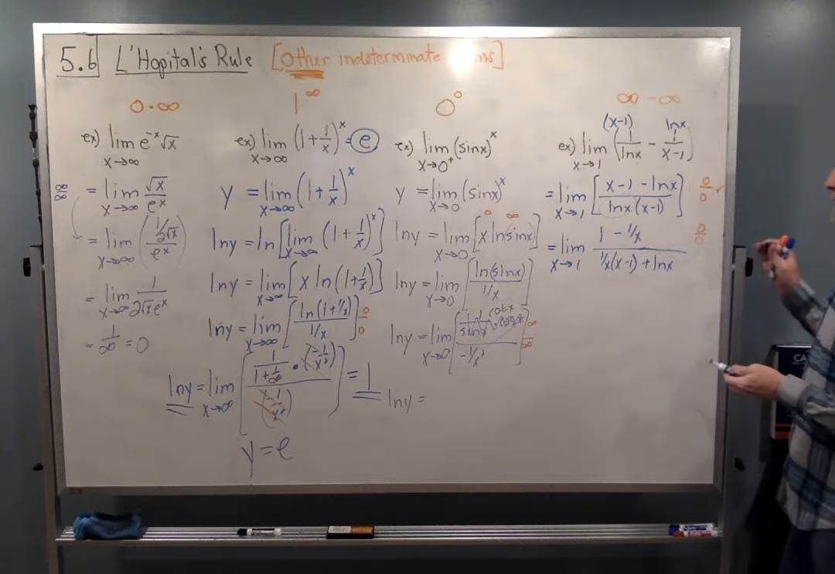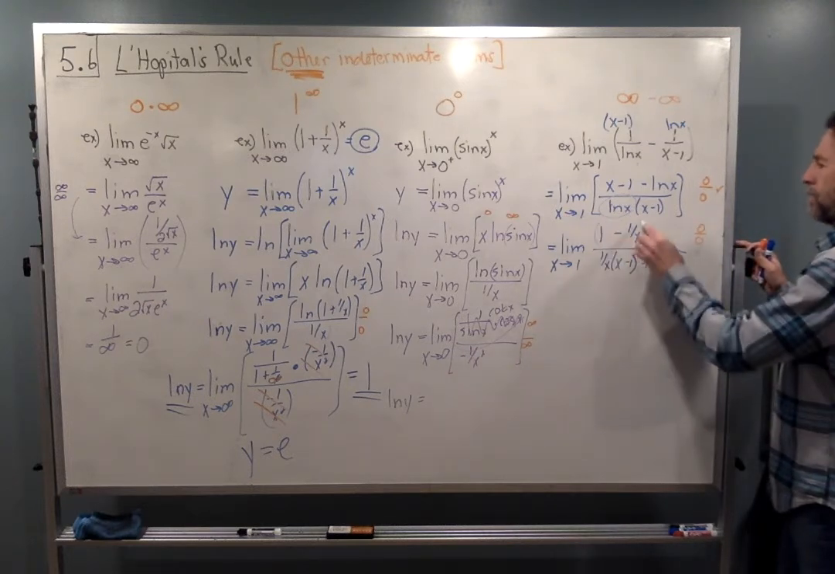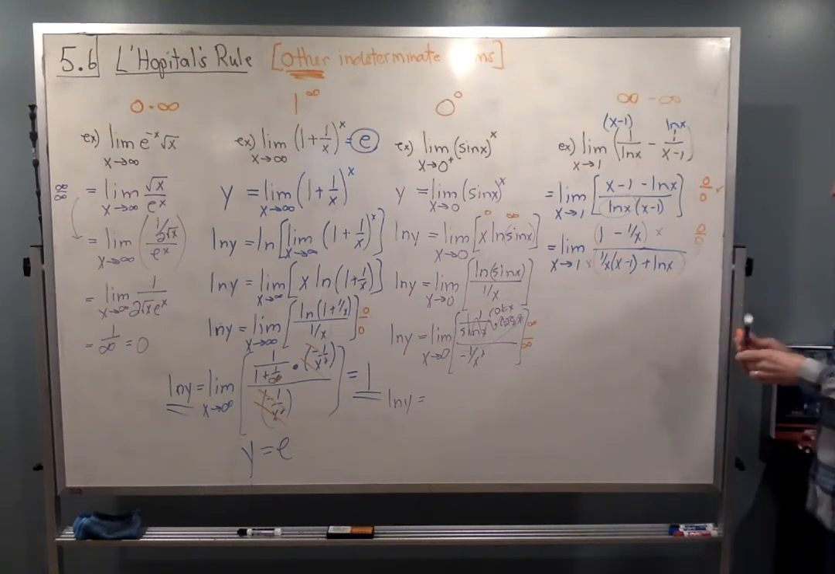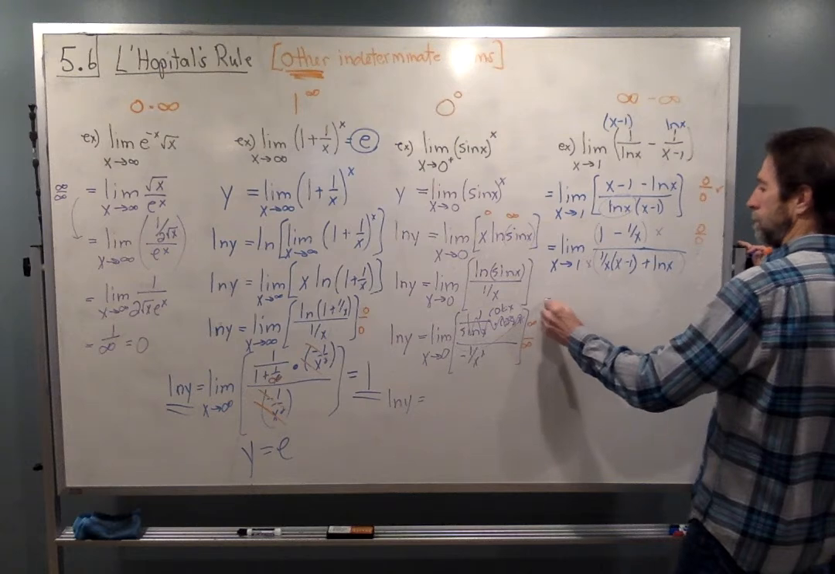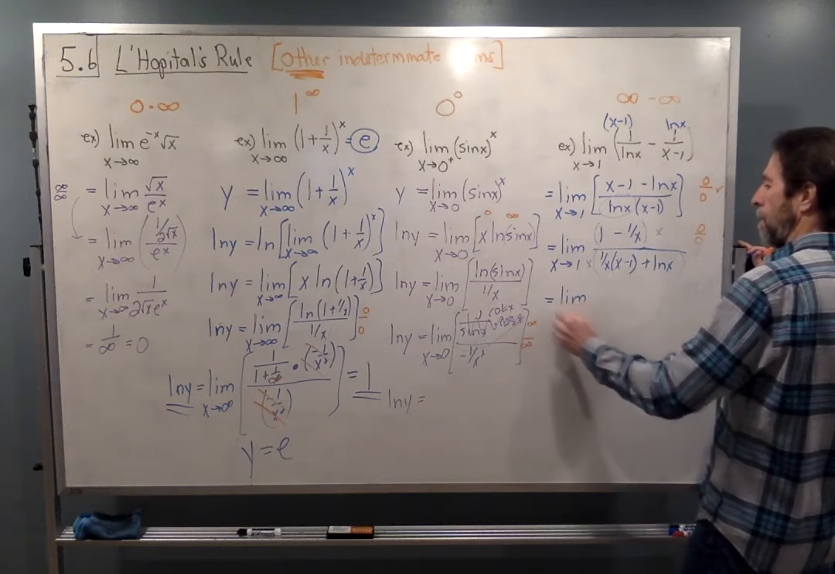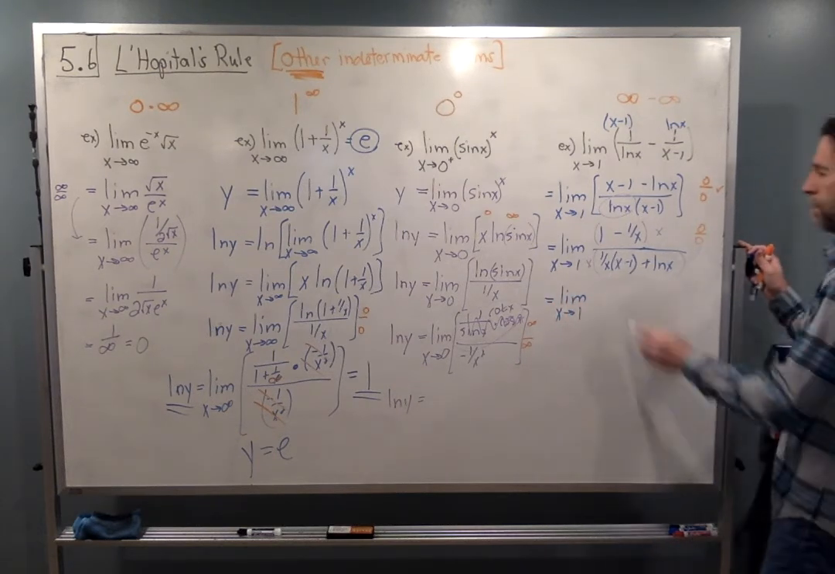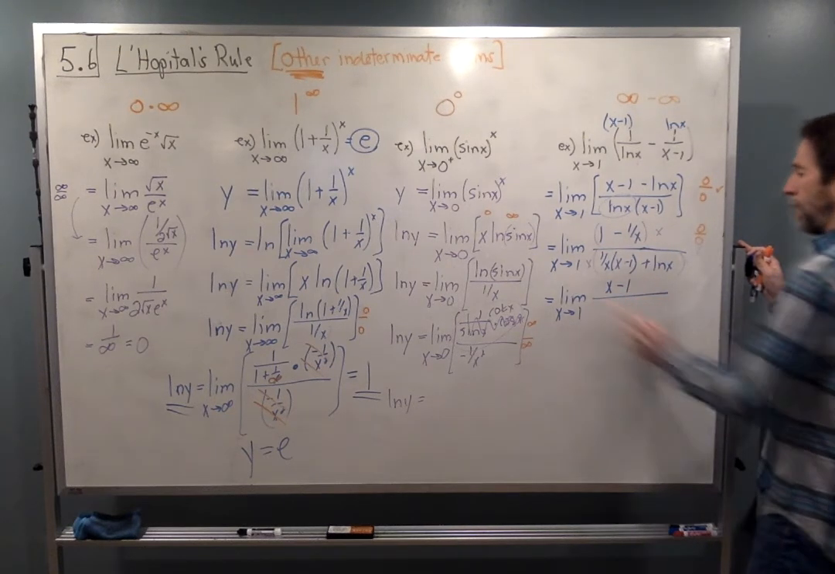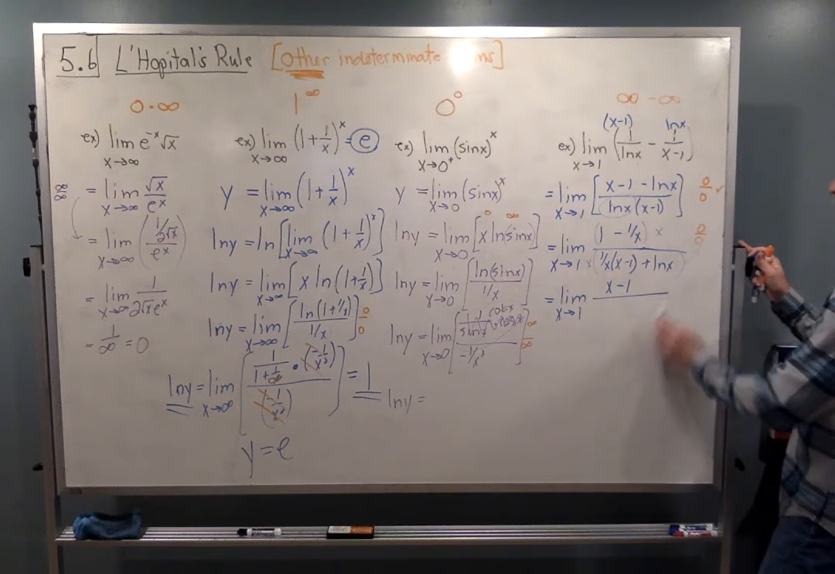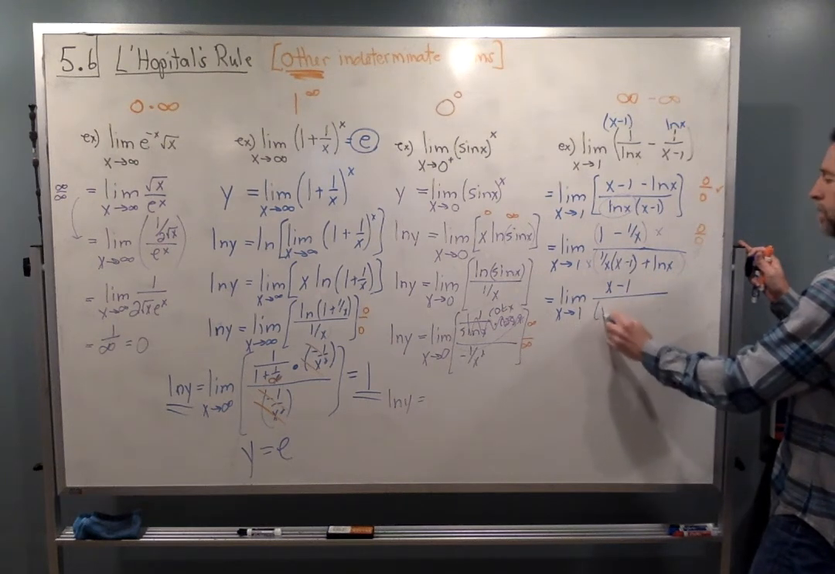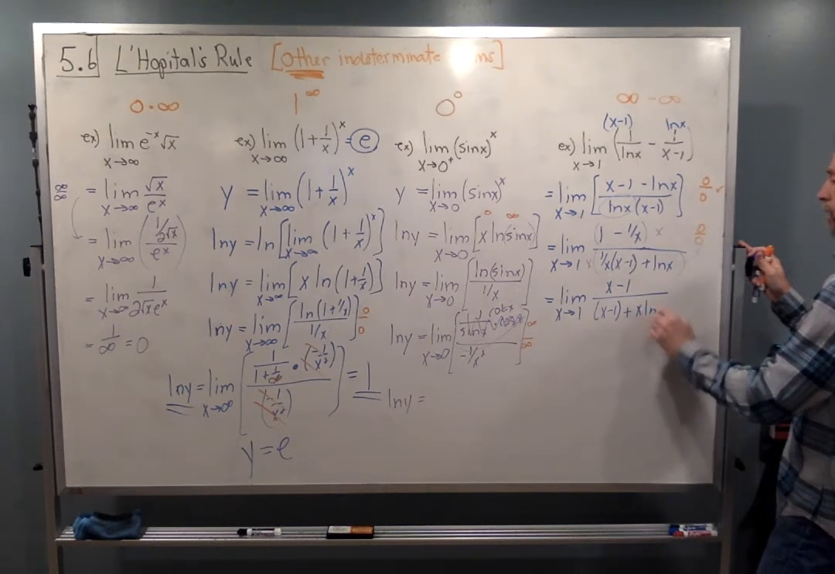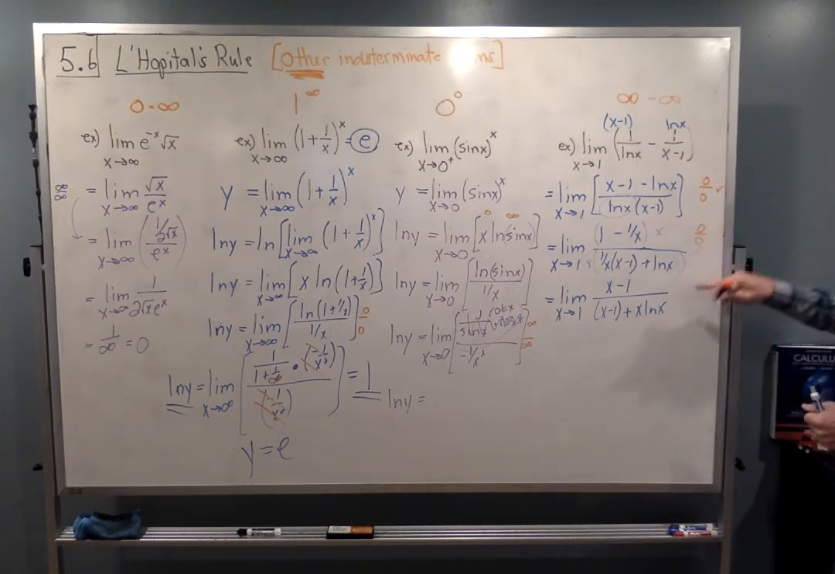One thing I can maybe see is I'm going to multiply top and bottom by x. I just don't like the fraction within the fraction. So we do have an algebraic step. We multiply top and bottom by the x. I get x minus 1 divided by, if I multiply all of this thing by x, I'm going to get x minus 1 plus x log x. Now that should still be 0 over 0 if we try to plug the 1 in.